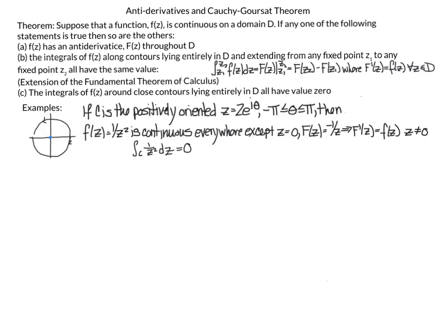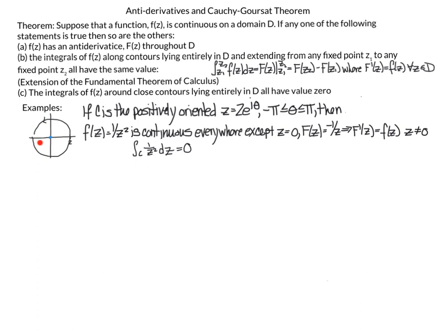Our next example, we have C is a positively oriented circle, z equals 2 e to the i theta, where theta goes between negative pi and pi. So here's our circle, and it actually is closed because it includes the endpoints. Our function then, f of z, is equal to 1 over z squared. So this is continuous everywhere except at z equals 0. So our domain is going to be everything except this one point.